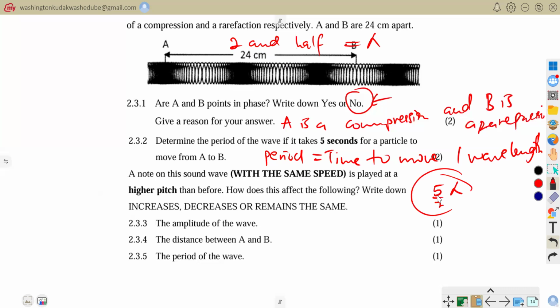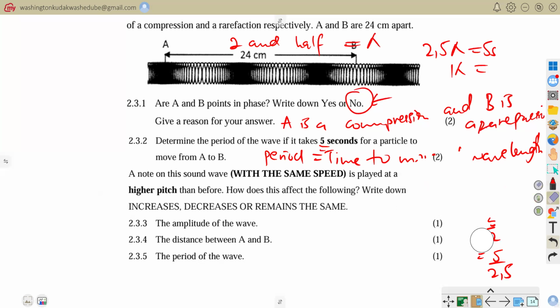So if we have 2.5 wavelengths, that is to say we have 5/2 wavelengths. And the time taken to cover 5/2 wavelengths is 5 seconds. What would be the time taken to cover one wavelength? We can simply say 5 seconds divided by 5/2, that is 5 seconds divided by 2.5, because 2.5 wavelengths is equal to 5 seconds. That is what we are looking for.